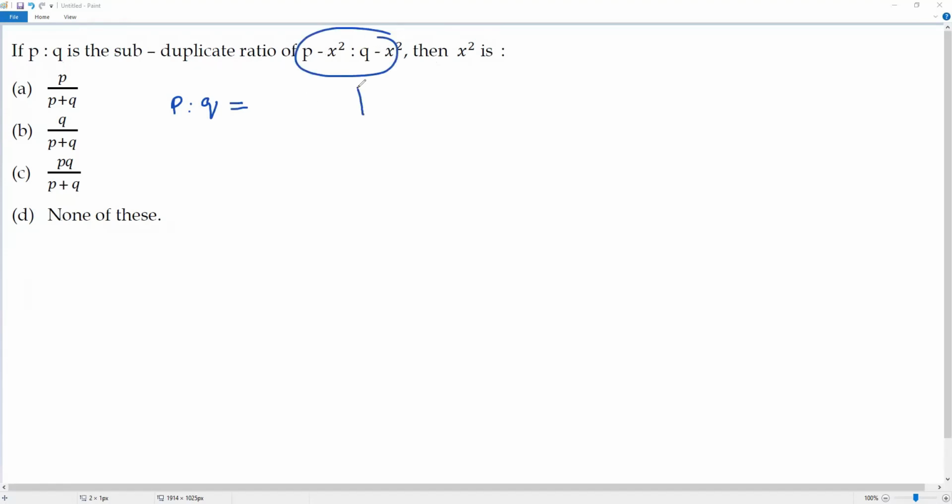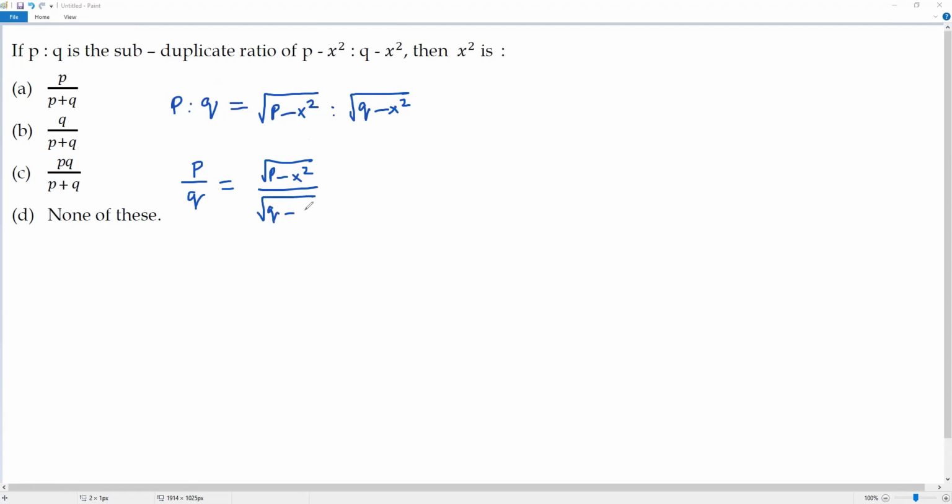Now we have to get the subduplicate ratio of this one. To get the subduplicate ratio, we have to take the square root of each term in this ratio. Then we get the square root of P − x² to the square root of Q − x². Now let's write this ratio as a fraction. Then we have P over Q. Let's do the same thing on the right side. Then we have the square root of P − x² over the square root of Q − x². Here we have a square root for both numerator and denominator, so we can write this square root in common. That is the square root of (P − x²)/(Q − x²).